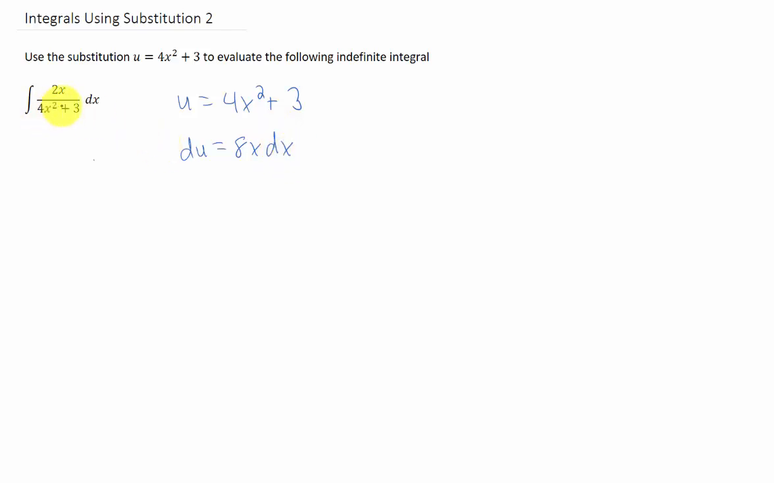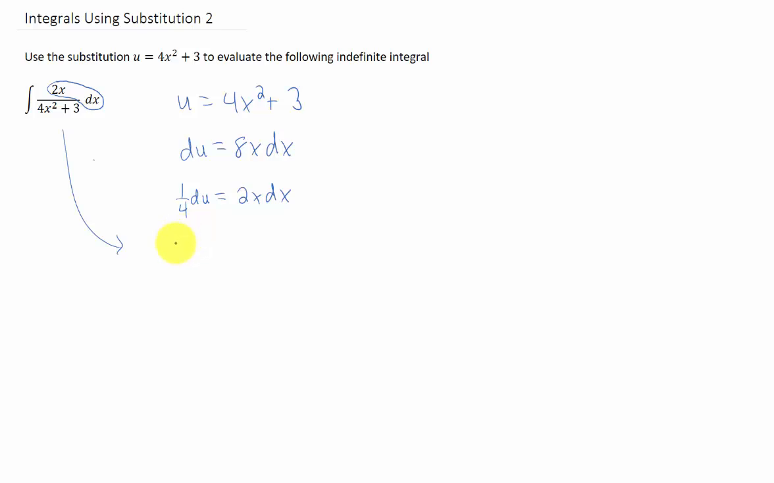You'll notice that our u is in the denominator here, so we're going to have something over u. But I see that we have a 2x dx here in the numerator, and we have an 8x dx that we'd like to substitute into this problem. One way to go about this would be to notice that if we divide both sides of this equation by 4, we get 2x dx on the right-hand side, and that's exactly what we have here in our integral.